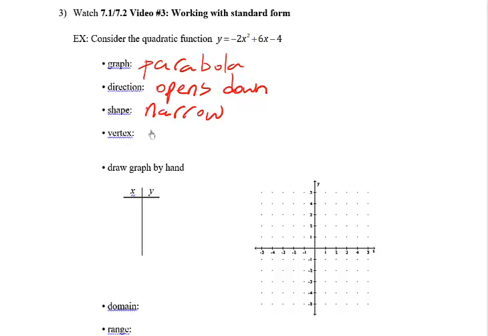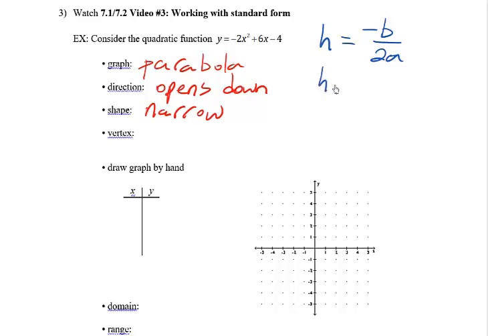Okay, then we come to the vertex. Here's where we're going to have to do a little bit of work. I'm in standard form. I'm not in vertex form. I don't have the h and k, so I can't just read the vertex right off the equation. What do I do? I need to use that formula that we just came up with, h equals -b over 2a. That is the way that you should always be finding the vertex when you are given an equation in that standard form.